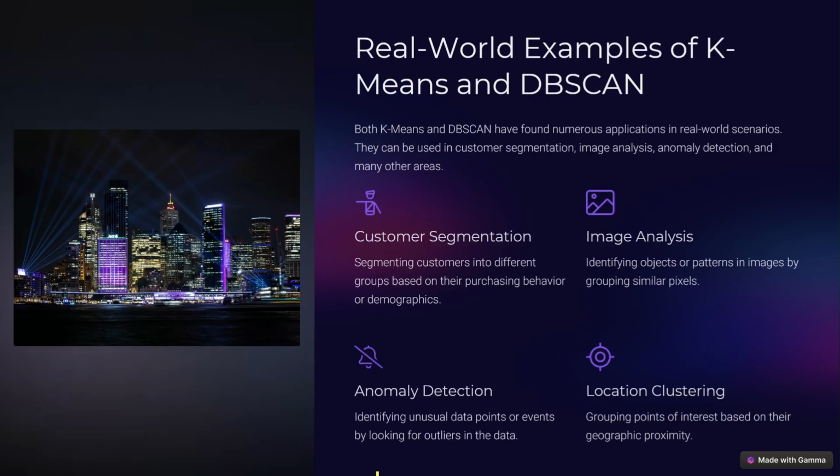Both K-means and DBSCAN have real-world uses. Customer segmentation. Businesses can use clustering to group customers based on how they shop or who they are. For example, K-means can help divide customers into marketing groups. Image analysis. Clustering helps us group parts of an image, like pixels that are the same color or texture. Anomaly detection, where DBSCAN is perfect for spotting outliers, things that don't fit in, like fraud in financial data. Location clustering. Clustering can also be used to group places that are close together, like restaurants in a city.